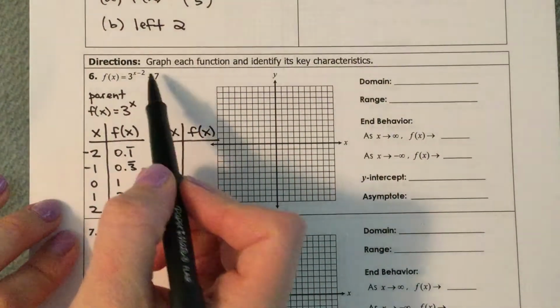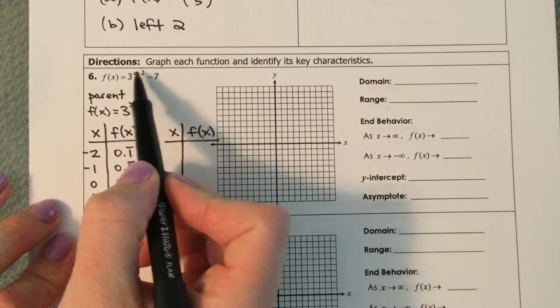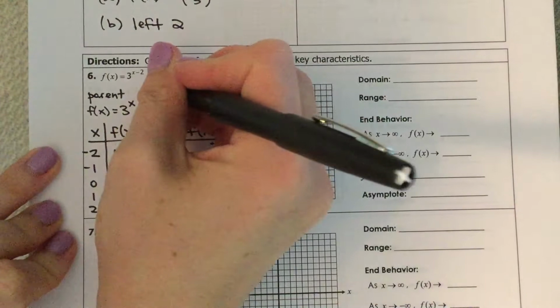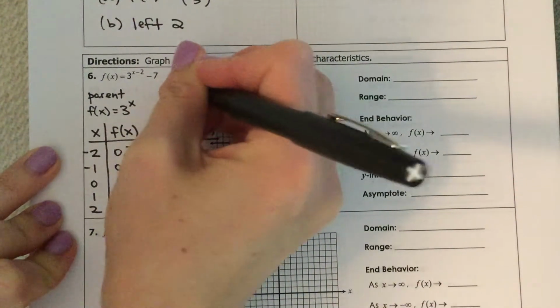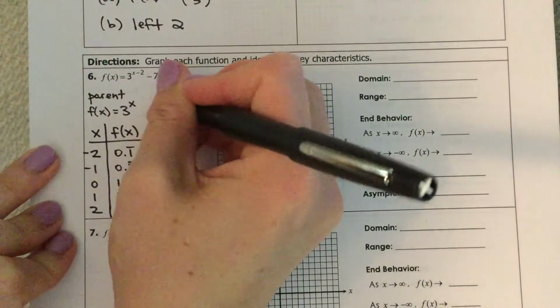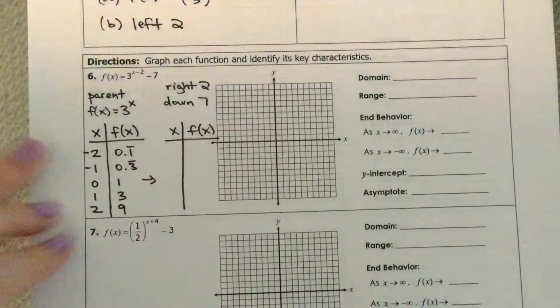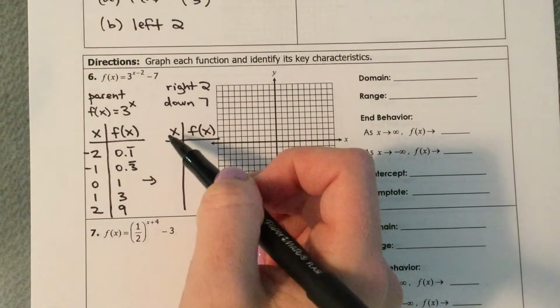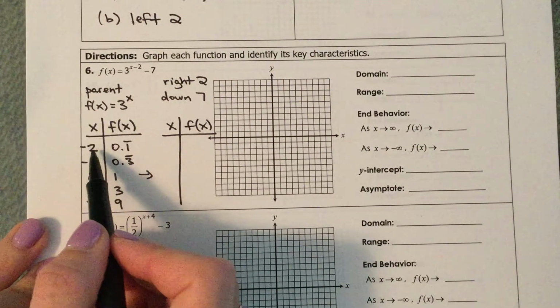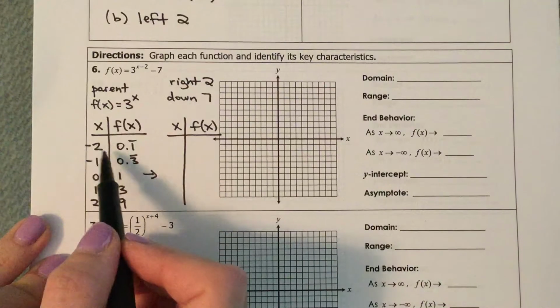So if you look here, we've got 2 transformations happening. This one right here, the x minus 2, all of my values are going to move to the right 2 units, and then the minus 7 on the end, all of my values are going to move down 7 units. So moving to the right 2 will affect my x values. So I'm going to take each of these values and move them to the right 2 units.